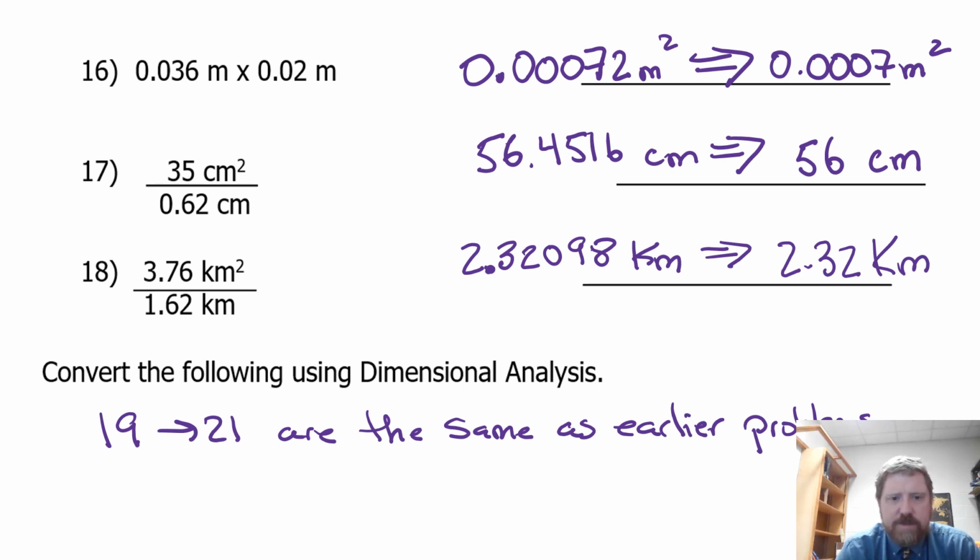And then we're dividing 2 sig figs by 2 sig figs. So we only show 2. 3 sig figs by 3 sig figs. So we only show 3. All right.